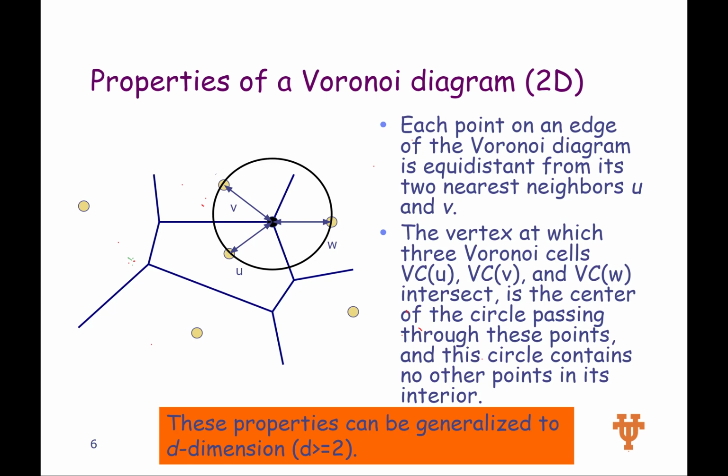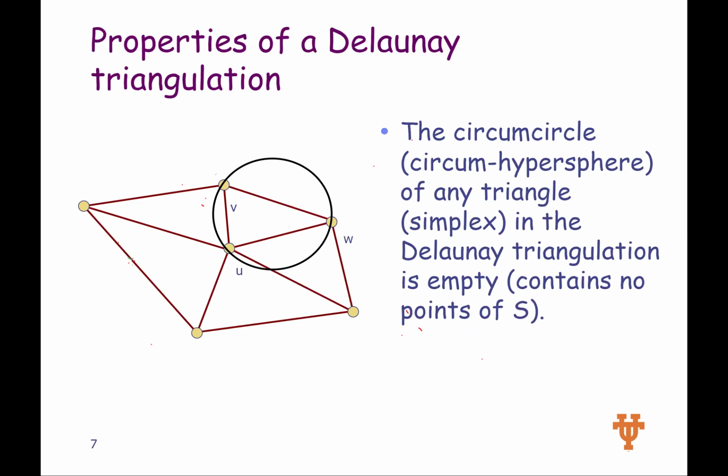But those properties also still hold. What is the property of a Delaunay triangulation? There are a lot of properties, okay? One of them, the most fundamental one, is that the circumcircle of any triangle on the graph does not contain another node.